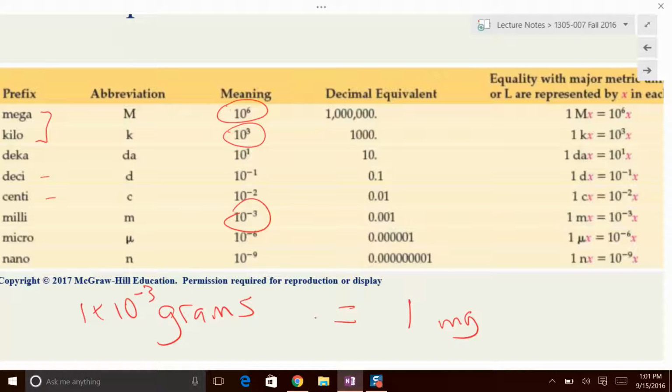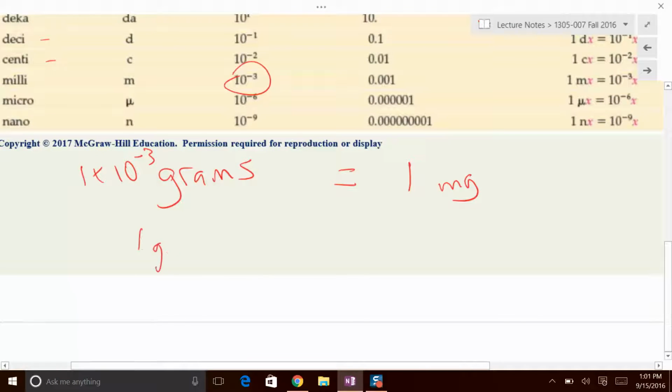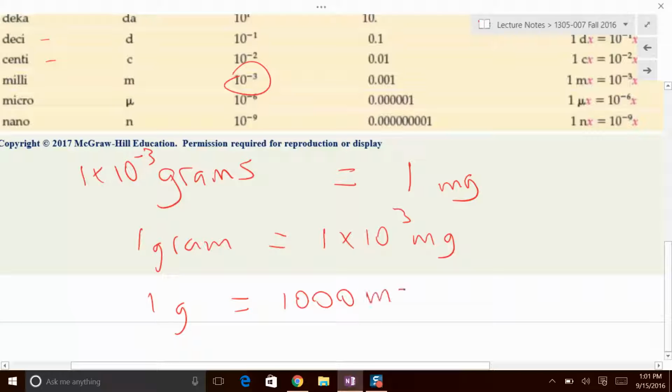Now thinking of it that way often makes people think like they're thinking backwards. So you could do this. You could say 1 gram equals 1 times 10 to the third milligrams, or in other words, 1 gram equals 1,000 milligrams. So you need a lot of milligrams to make 1 gram, or you need a very tiny amount of grams to make 1 milligram. These two things are exactly the same. Okay?